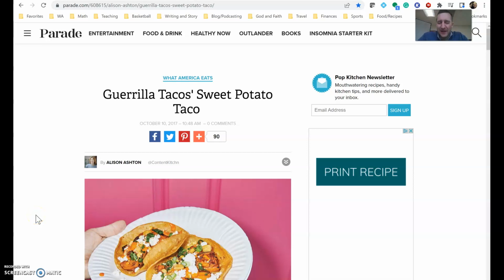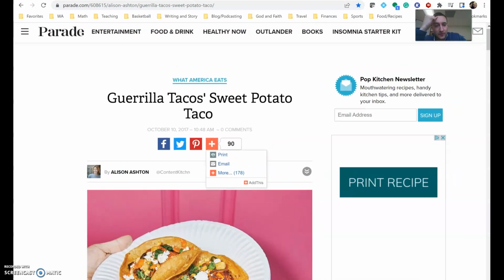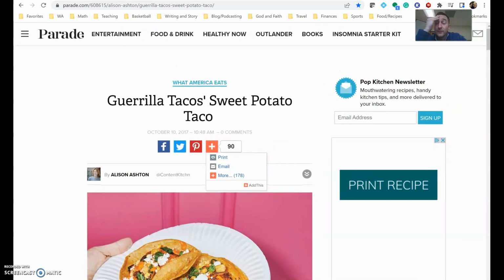Sorry that I am bailing on you today, but I'm headed to Nashville for a baby shower. And you might be wondering, what the heck is Mr. Smith doing on a gorilla taco, sweet potato taco? So here's what I'm telling you.